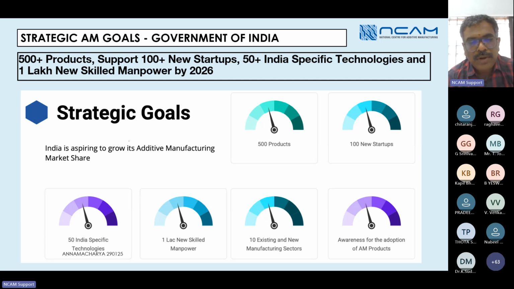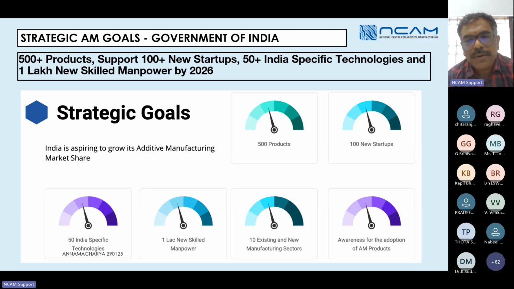India needs to develop specific technologies, 50 Indian-specific technologies, which are very much required, because we are dependent on other countries like Europeans or Americans for specific technology. So developing Indian technology is one of the main strategic goals which the government has given us, and we started working on this particular thing last year.